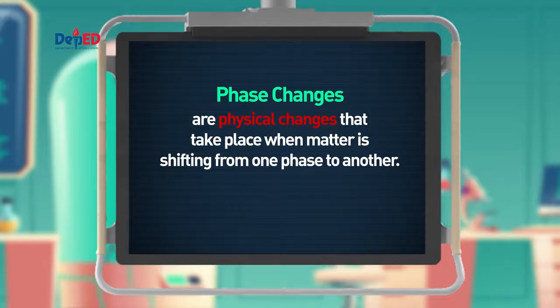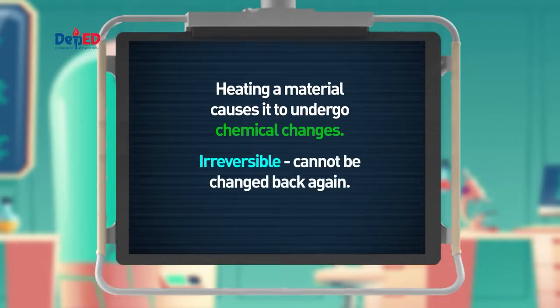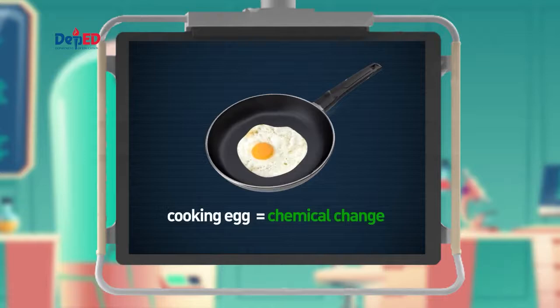Heat does not only produce physical change in materials. Sometimes, heating a material causes it to undergo chemical changes. The chemical changes caused by heat are irreversible. A change is called irreversible if it cannot go back to its original characteristic or look. One common example of these is cooked food. The egg your mother cooked for breakfast has undergone a chemical change.